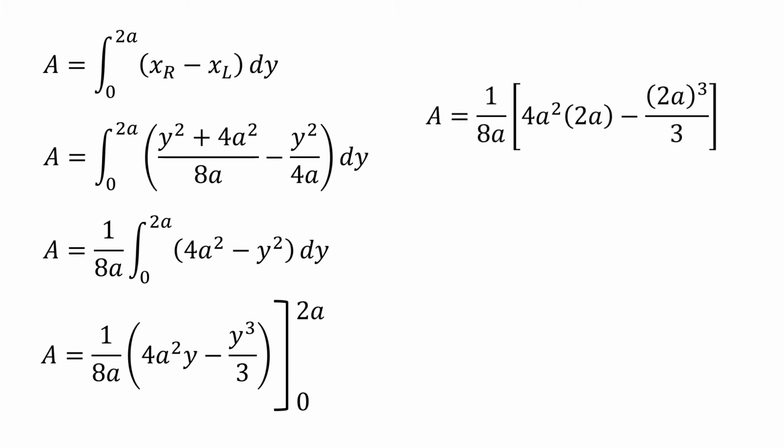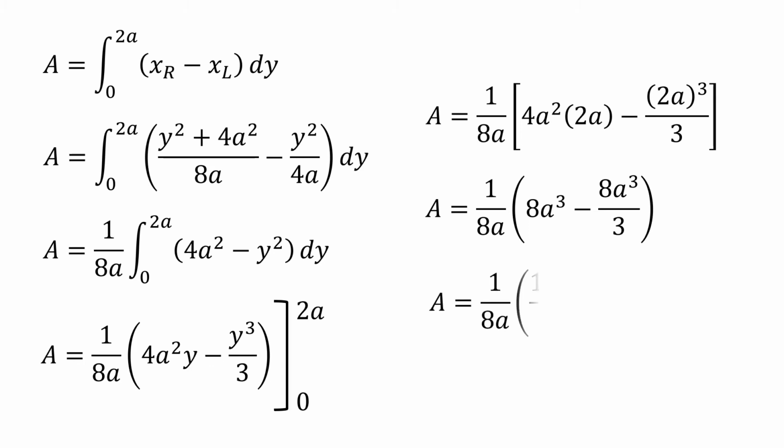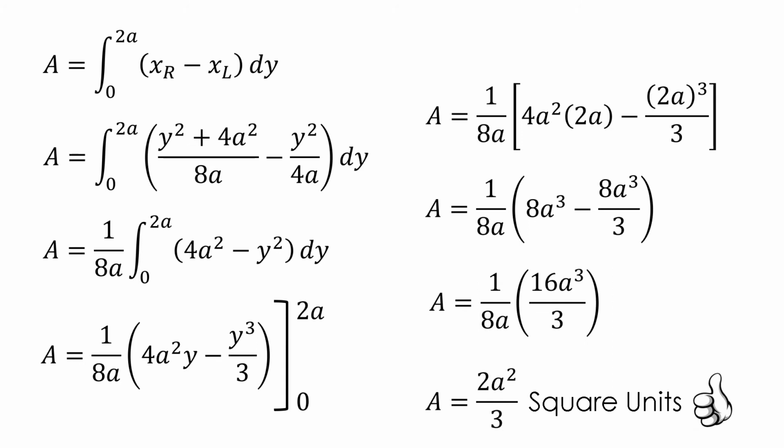Evaluating, we get 1 over 8a times the quantity 4a squared times 2a minus the quantity 2a cubed divided by 3. Simplifying further, we get 1 over 8a times the quantity 8a cubed minus 8a cubed over 3. We get A is equal to 1 over 8a times 16a cubed over 3. So the area is equivalent to 2a squared over 3 square units.